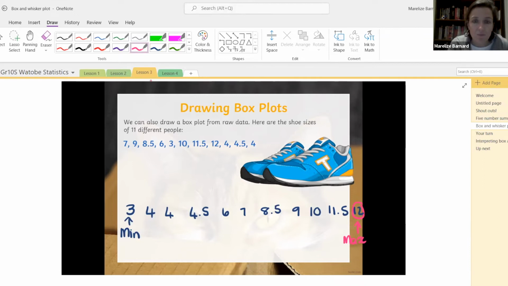Let's locate our median, which is in the middle. So it's 1, 2, 3, 4, 1, 2, 3, 4, 5, 6, 1, 2, 3, 4, 5. Am I missing a data value? 1, 2, 3, 4, 5, 6, 7, 8, 9, 10, 11. Yeah.